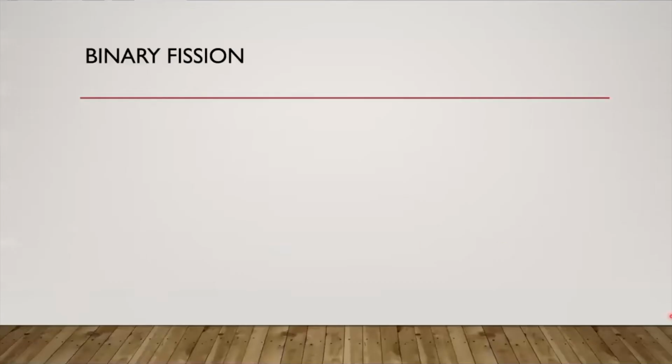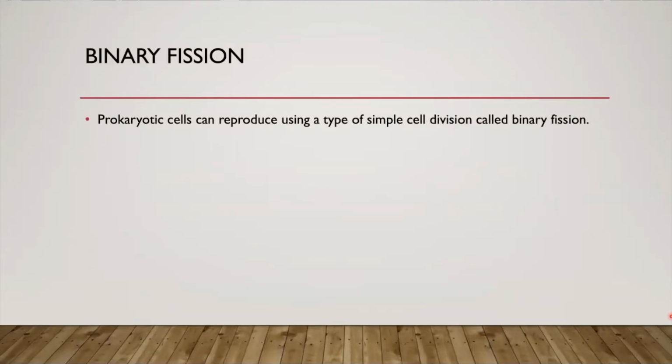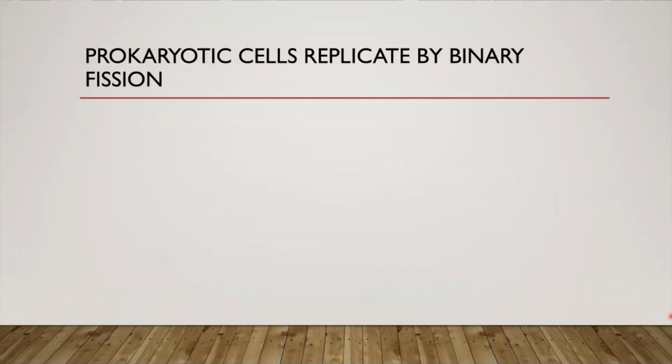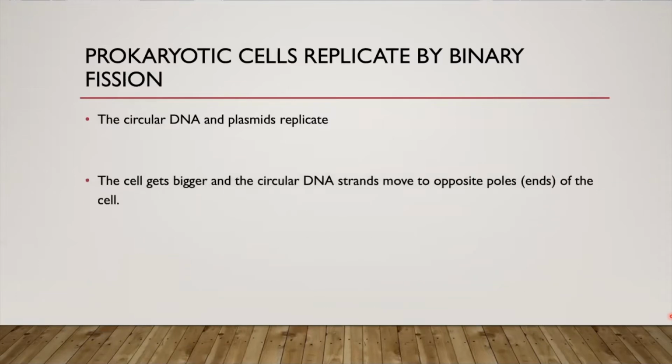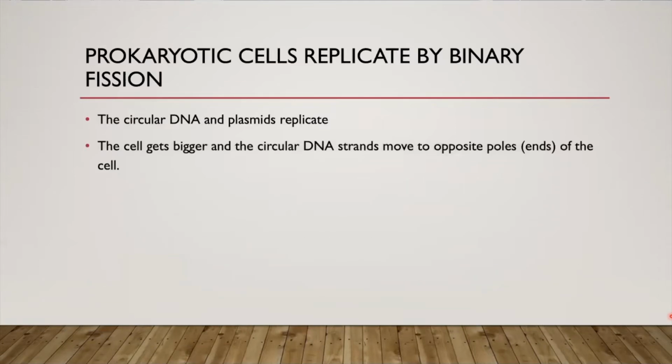So binary fission. Prokaryotic cells can reproduce using a type of simple cell division called binary fission. In binary fission, the cell splits into two. So the circular DNA and the plasmids replicate. The cell gets bigger and the circular strands move to opposite ends of the cell.